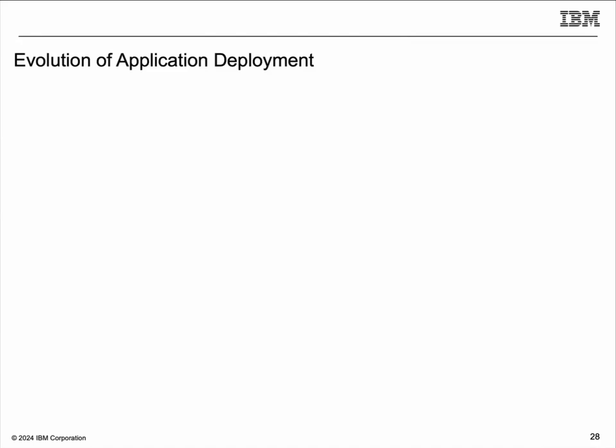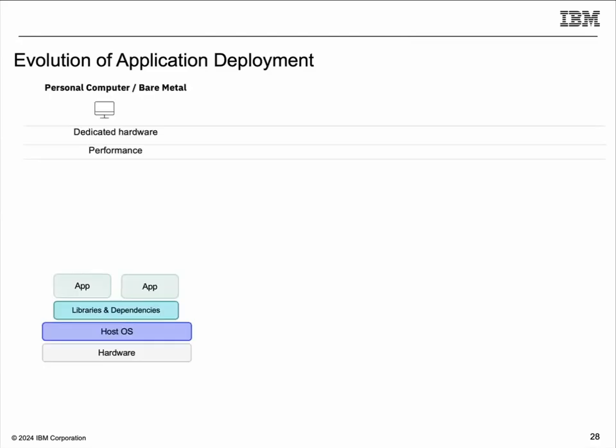Before we do that, I just want to give an evolution of application development. 25, 30 years ago, applications were written and ran on a single host operating system. They shared all resources with other applications running on that same host operating system. There was no isolation between them. They shared the same network, the same file systems, the same libraries, and so on. So there was no real isolation between them.